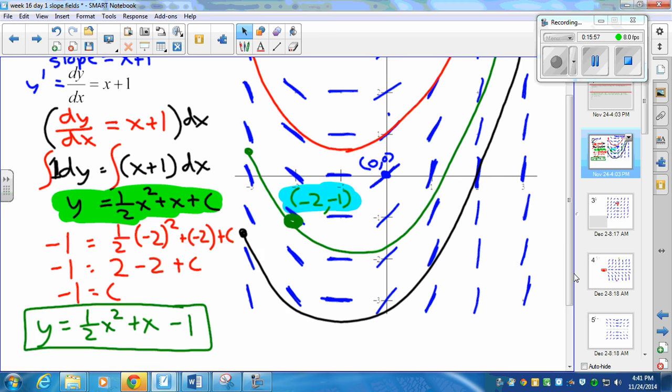So right now, you're just setting up the tick marks. You're setting up the blue. Don't worry about specific points yet. Just set up the blue. Hit pause now.